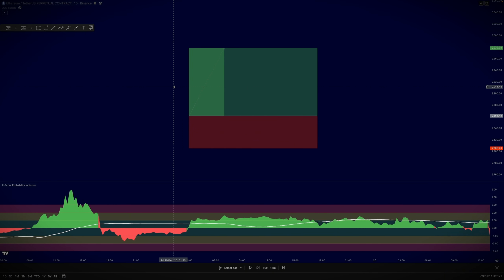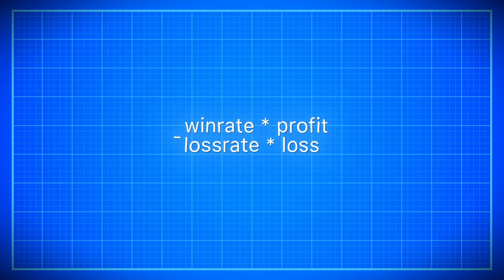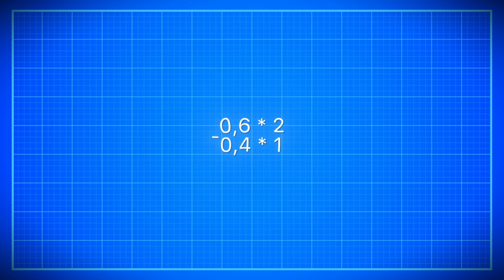According to capital management theory, with a win rate above 50% and a risk/reward ratio of 1 to 2, you get a positive expected value. The formula is simple. Win rate times profit minus loss rate times loss. Using averages, 0.6 times 2 minus 0.4 times 1, totaling 1.2 minus 0.4, which equals 0.8. So theoretically, for every dollar you risk, you earn an average of 80 cents.